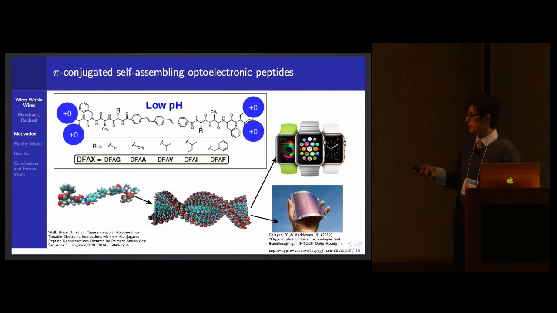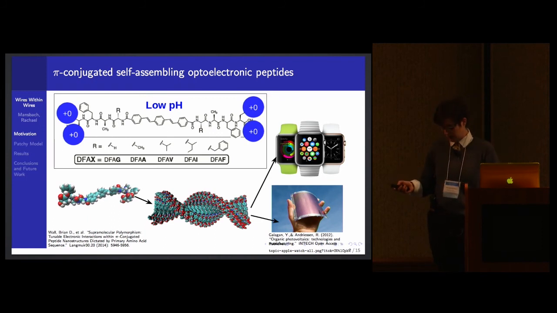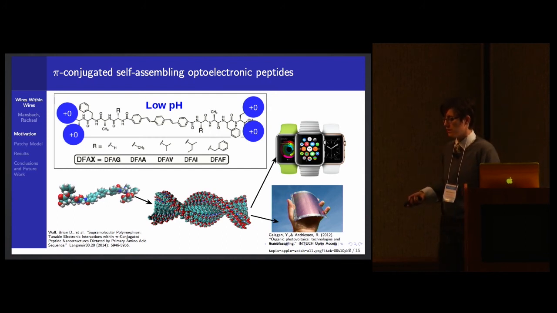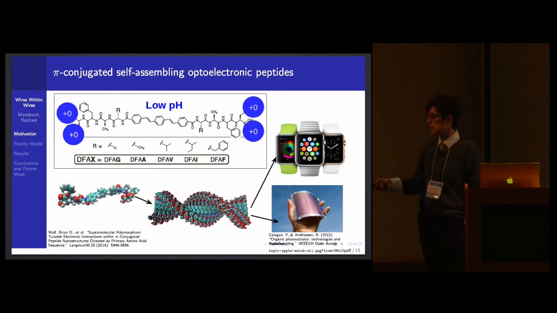Now, what I was interested in, as I said, is the design. What we wanted to look at was, can we come up with rational design principles that will lead to good aggregative properties in some sense?